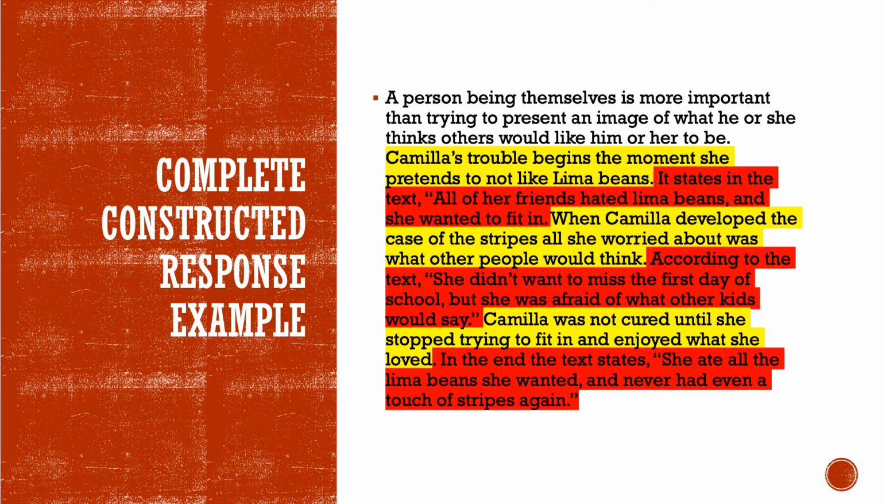And if you notice, there are some ways that you can introduce your text evidence. For example, you can say, it states in the text, according to the text, and in the end, the text states. Those are some examples. But as long as you're referring to the text, when you are using the quote, that is all that's necessary. And when you are writing a quote directly from the text, please make sure that you are using quotation marks to identify that it is a quote.